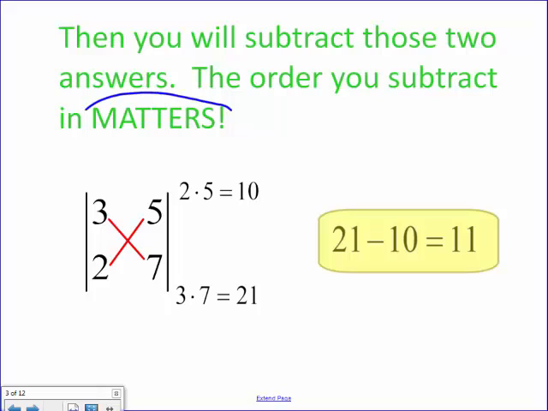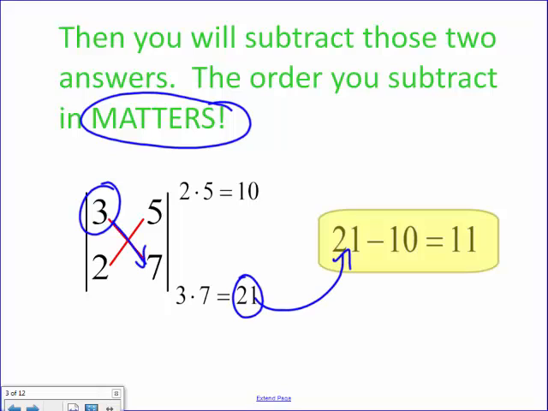The order matters. So what I always do is start with the top left, multiply diagonally. So 3 times 7, 21. And then take the bottom left and go diagonally. So 2 times 5, and we'll subtract 10 from 21. So that order does matter. We have to do 21 minus 10 to get the determinant value of 11 in this case. We can't go the other way. So you've got to know that rule.